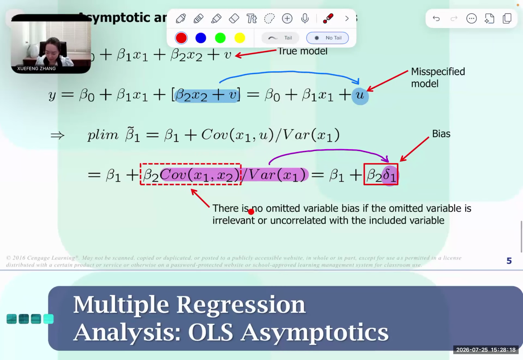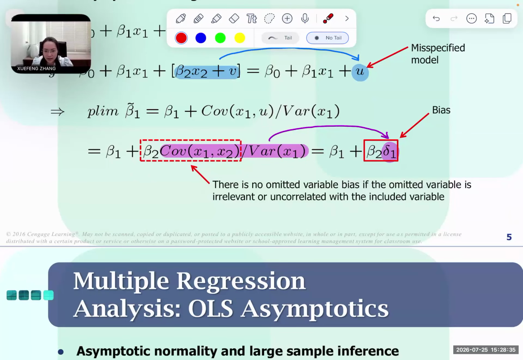So you see, there's no omitted variable bias if the omitted variable is irrelevant or uncorrelated with the included variable. What does it mean? It's the same intuition as before. There's no bias, even asymptotically, if either beta 2 equals 0, which means x2 is irrelevant.